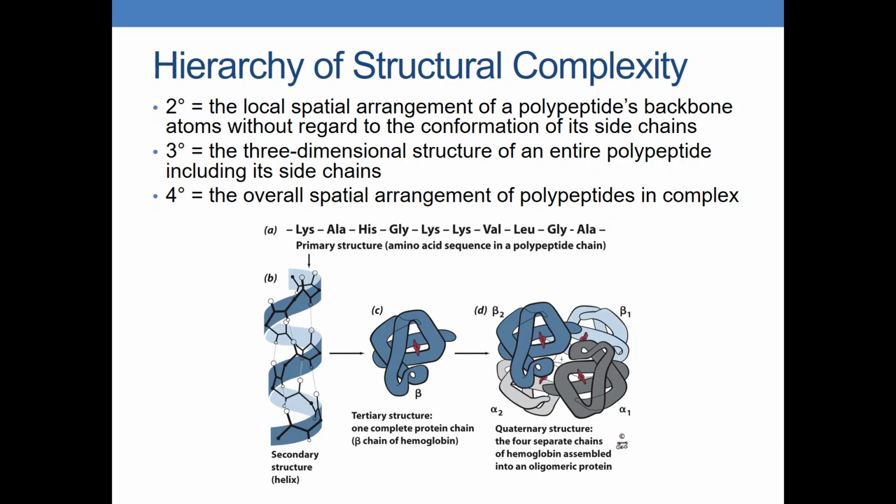Now, to restate, secondary structure is structure that forms as a consequence of interactions between amino acids that are close in primary structure. Tertiary structure is structure that forms due to interactions between amino acids that are more distant in primary structure.